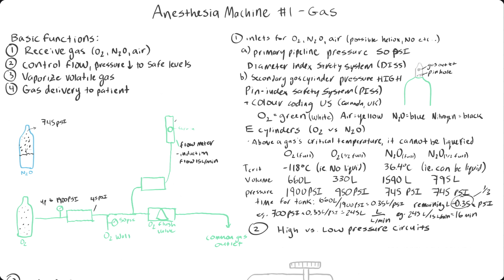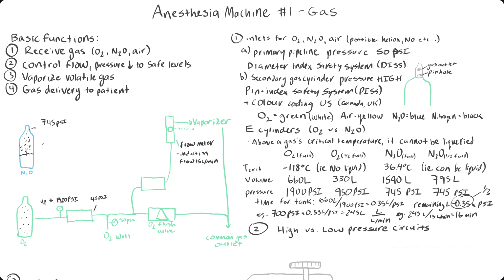After this flow meter, the gas will run through a vaporizer, picking up volatile anesthetic, and then running down to our common gas outlet. As you can see, this is a much more elegant route because we're controlling our flow of gas, and it's also picking up a volatile anesthetic, and that's being delivered to the patient rather than just blasting the patient with oxygen through our O2 flush valve.